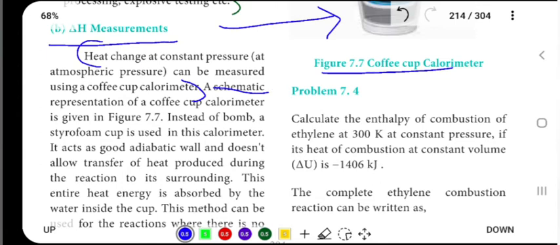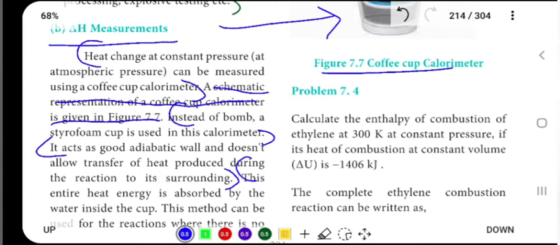This you need not write. Instead of a bomb, a styrofoam cup is used in this calorimeter. It's like a plastic cup. It acts as a good adiabatic wall and does not allow transfer of heat produced during the reaction to its surroundings. So heat will not transfer to the surroundings.